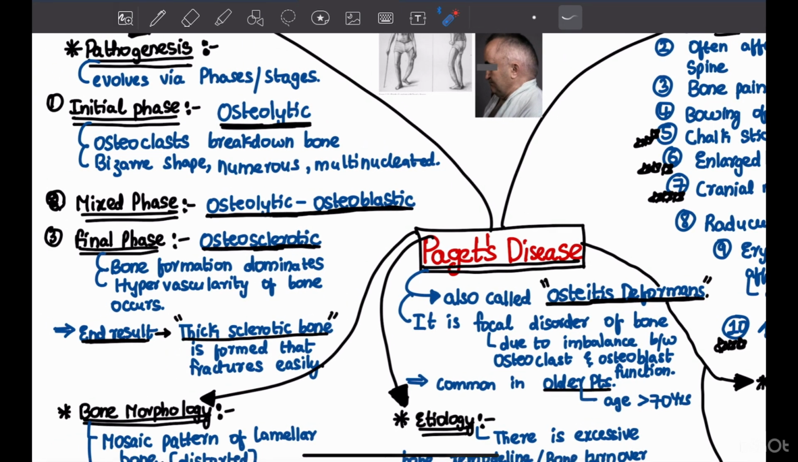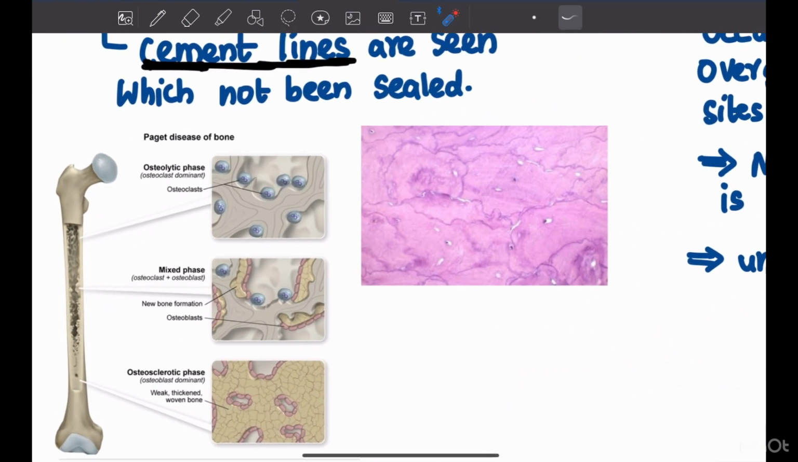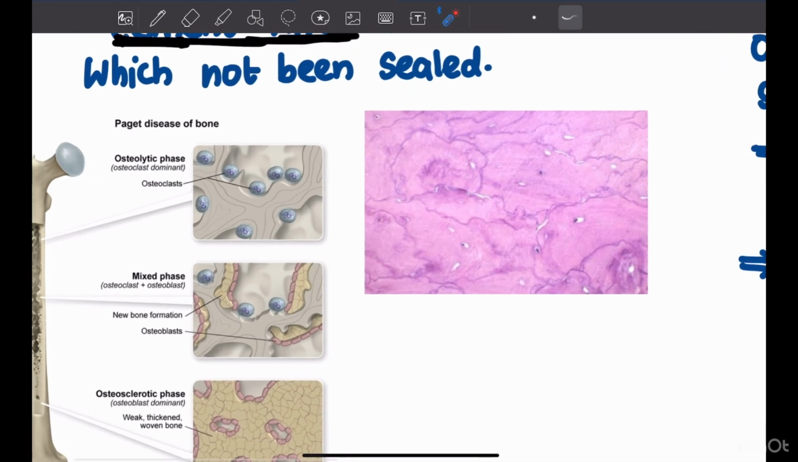Paget's disease of bone evolves via three phases or stages. The first phase is the initial phase. It is also known as the osteolytic phase, where osteoclasts break down the bone. Bizarre shaped numerous multinucleated cells are seen. I will show you a beautiful diagram of this Paget's disease. This is the osteolytic phase. Okay, these are osteoclasts.